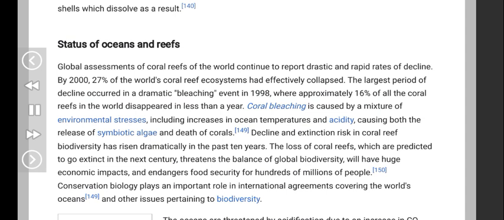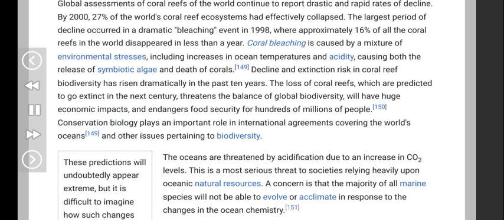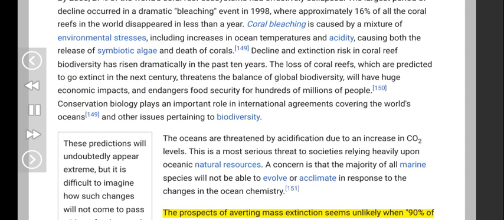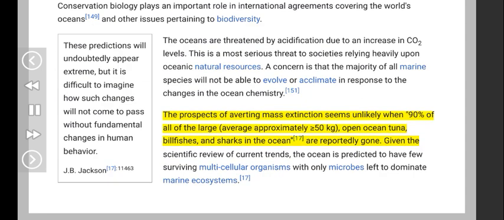The prospects of averting mass extinction seem unlikely when 90% of all of the large, greater than or equal to 50 kg, open ocean tuna, billfishes, and sharks in the ocean are reportedly gone. Given the scientific review of current trends, the ocean is predicted to have few surviving multicellular organisms, with only microbes left to dominate marine ecosystems.